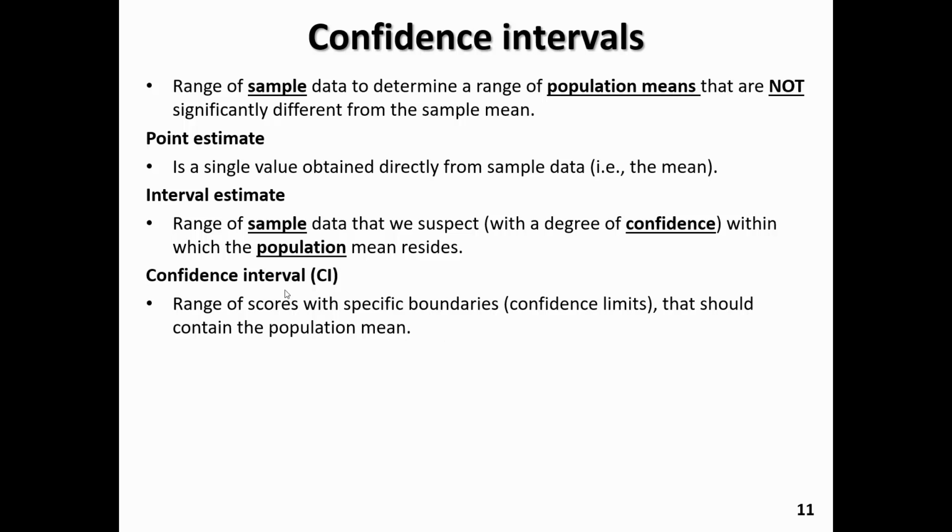With the confidence interval, we set up specific boundaries. Those are called confidence limits that we think contain the population mean. Remember, we only have a sample of data. We don't have access to the entire population, so we're making a guess in terms of whether the sample data is reflective of that population.